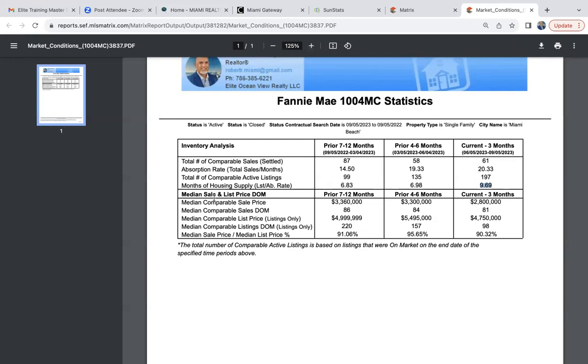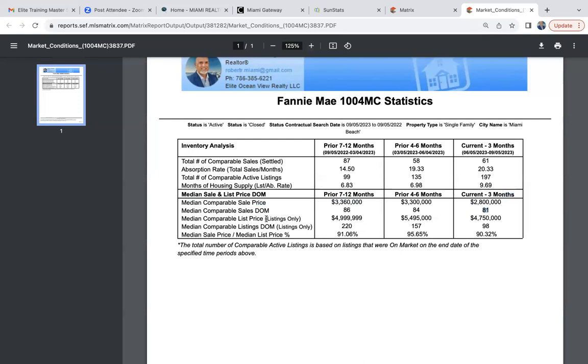Now, this line here is the median sales price of all the sales that occurred. So we started at 3,360,000, down to 3,300,000, and now down to $2.8 million. So as you can see, the prices are reflecting the buyer's market. Okay, this line here is the number of days it took to sell the property. So median comparable sales days on market. So we are at 81 days.